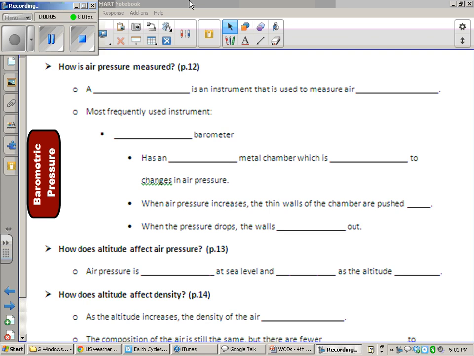Okay, hands and eyes, let's go ahead and take a look at the smartboard. Today we're going to be taking the guided notes over air pressure and how it's measured.